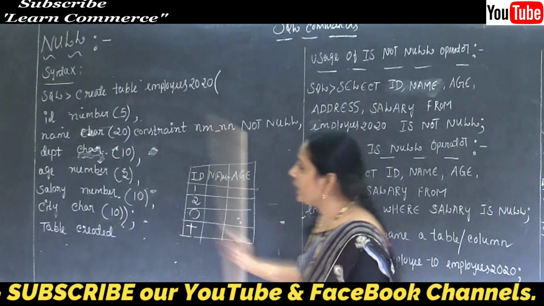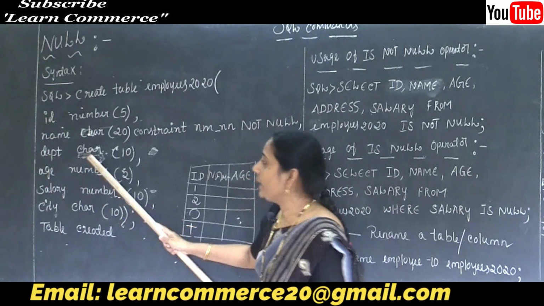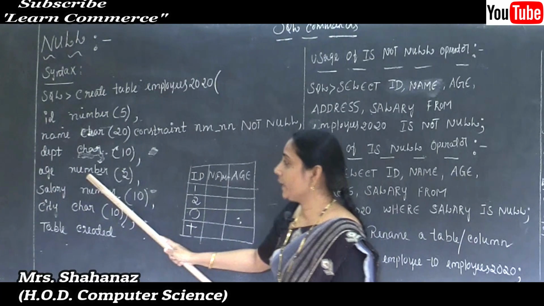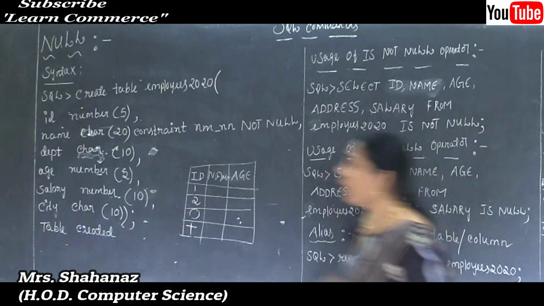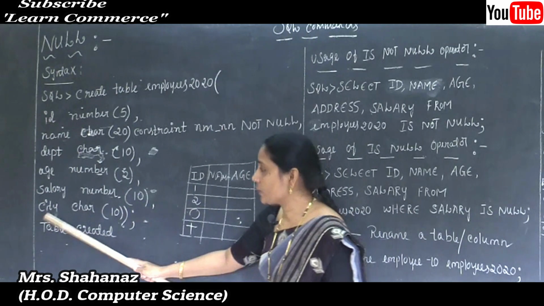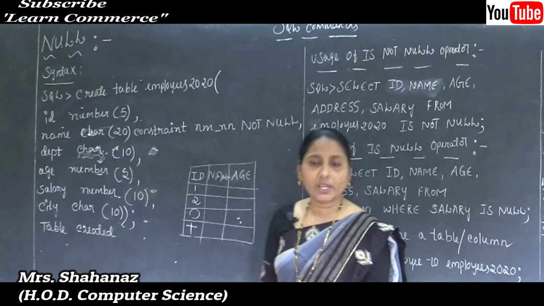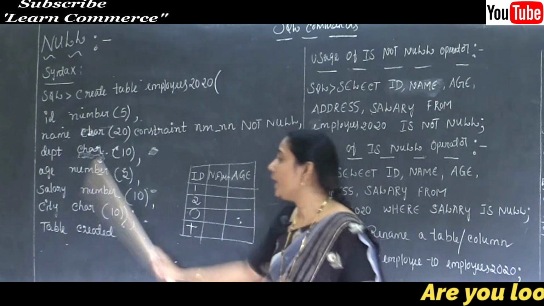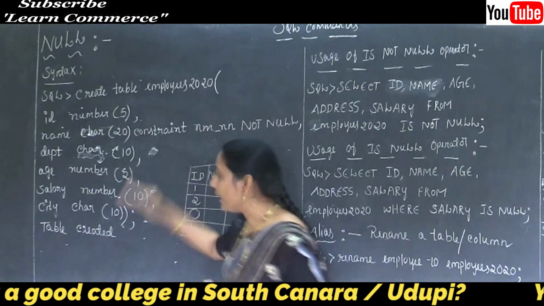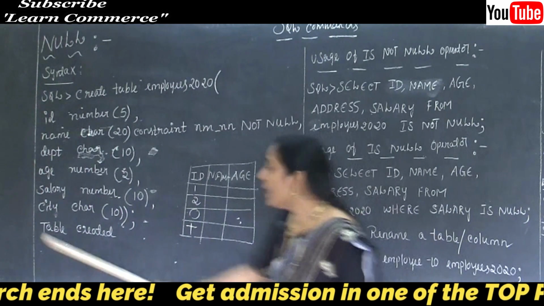Okay, in this case the column name is name, and the third column name is department, and data type is char, size of the column 10, comma, next column age, data type number, size is 2, and next column salary, data type number, and size is 10, and the last column of the table employees2020 is city, and data type is char, and the size of the city column is 10. After writing all those in the correct manner, when you press enter, you will get one message. The message is table created.